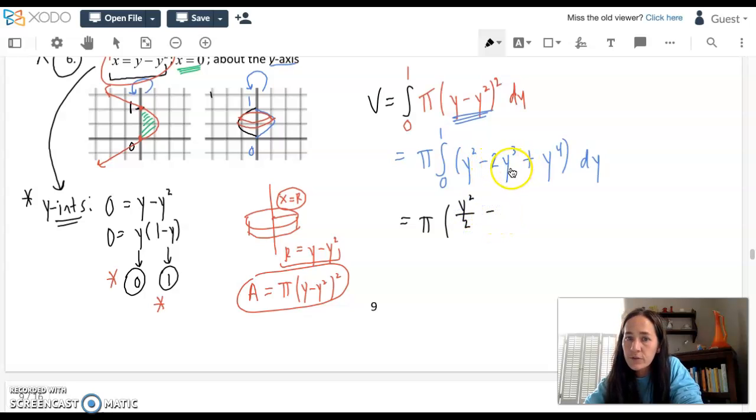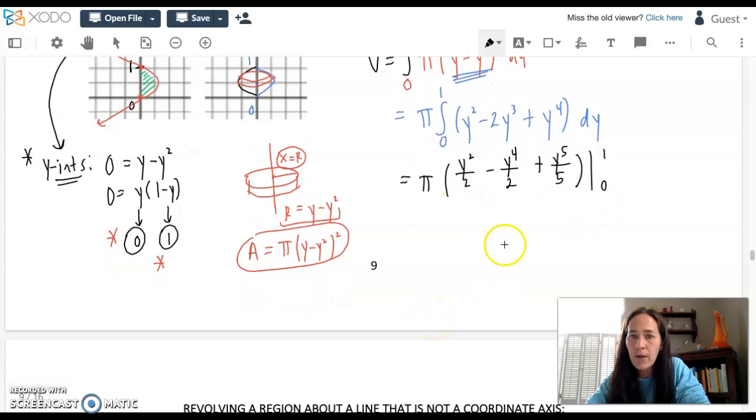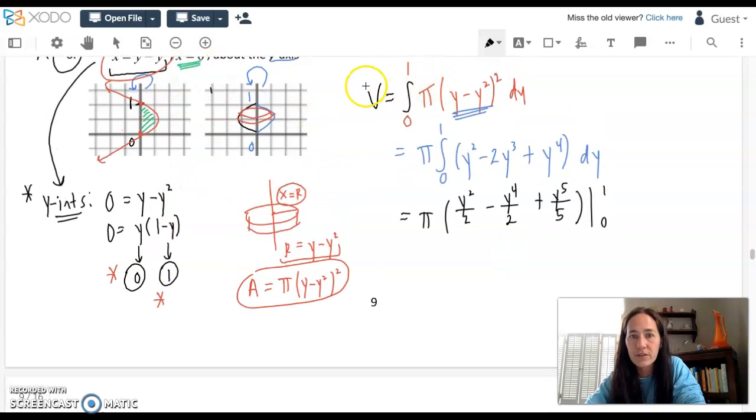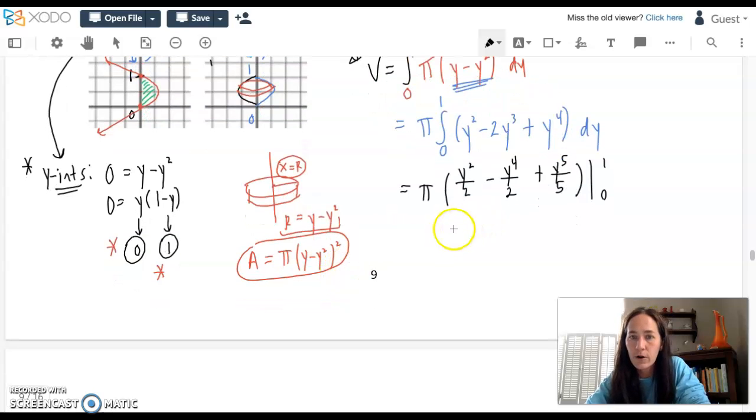Integrate 2y to the third, so it'll be 2 over 4 y to the fourth. How about we just make that y to the fourth over 2, since 2 over 4 gives you a half, and then plus the integral of y to the fourth, y to the fifth over 5. Evaluate it from 0 to 1. End of the problem. We got through all the tricky stuff with setting up the diagram, and really this is huge, just setting up that integral of the area of a cross section. Now let's plug in 1 followed by 0.